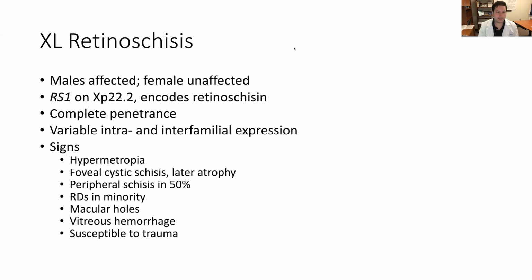Let's talk about one last clinical condition, and that's X-linked retinoschisis. It's an X-linked disorder, and males are affected and females are completely unaffected. It's due to misspellings in the RS1 gene. It encodes a very important structural protein called retinoschisin. It shows complete penetrance, but can show intra- and interfamilial expression variability between males that are affected.